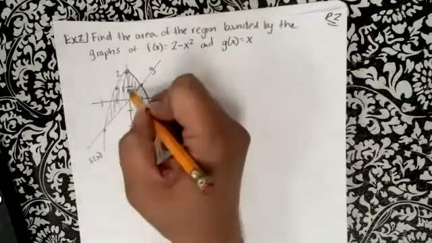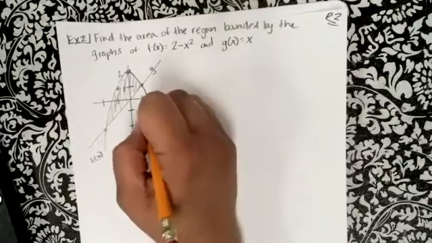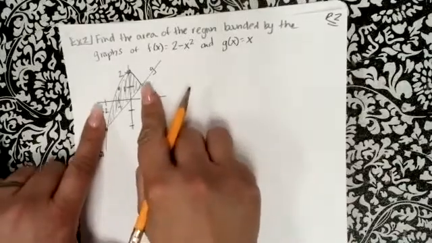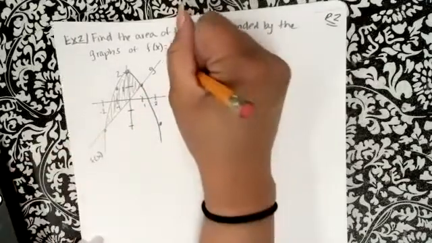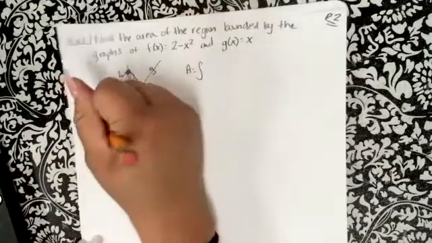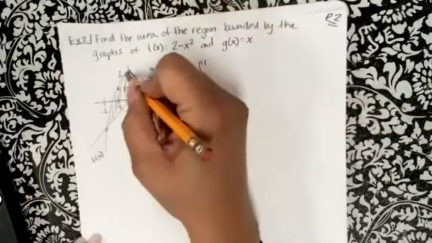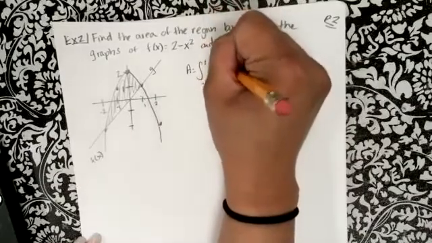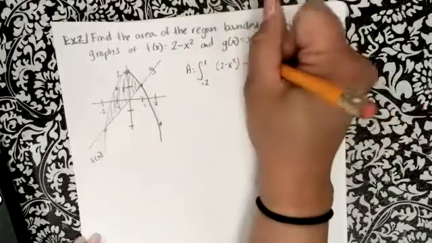Once again, this is a dx problem. I have my upper curve and I have my lower curve. Now your boundaries are based off the x-axis. So your boundaries are going from -2 to 1. My upper curve is this one, which is the f. So that's going to be 2 minus x squared. Subtract my lower, which is the g, which is just x.